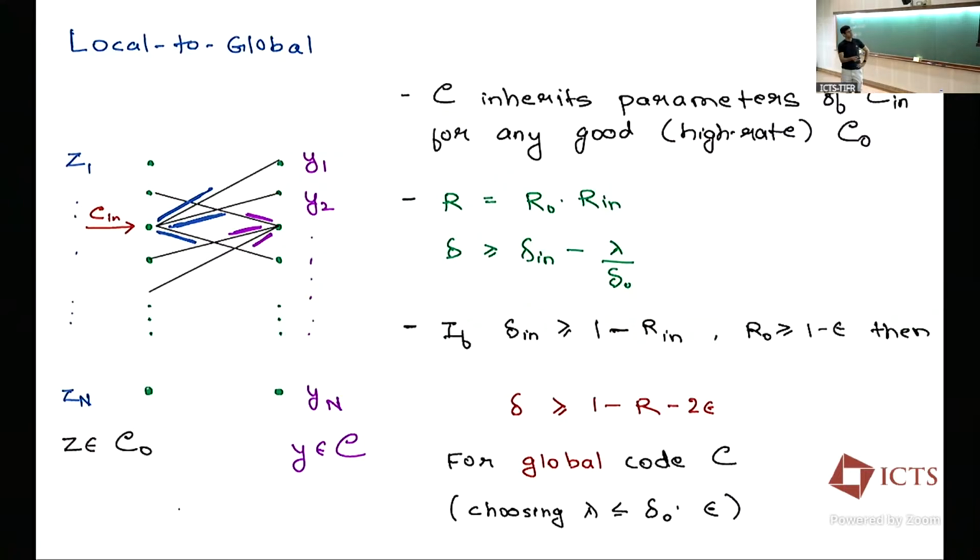And I'll prove this in a minute. So again, this is just what I said. If you choose parameters so that the rate of the outer code is very high and lambda is sufficiently small, then you get arbitrarily close to the Singleton bound for this global code. This is the AEL construction. Any questions about it?